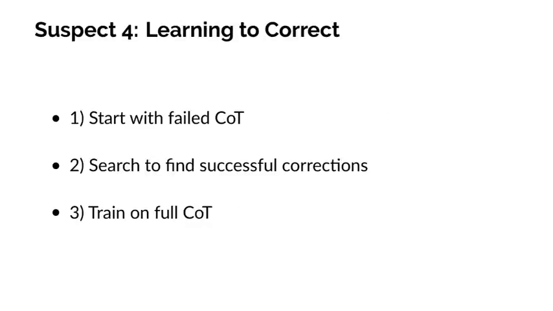This motivates a series of methods on learning to correct. At a high level, we're going to start with some failed chain of thought that came from our system. We're then going to do some sort of search to find successful corrections of this failure. Based on this outcome, we're then going to train on the entire process, not just the correction, but the original as well.